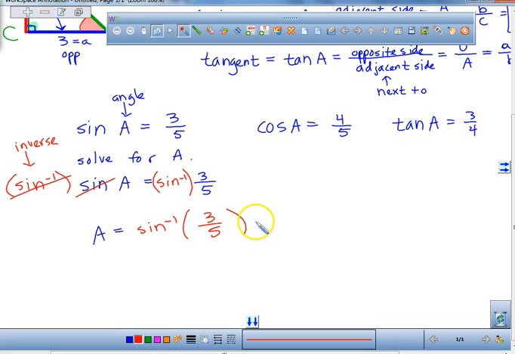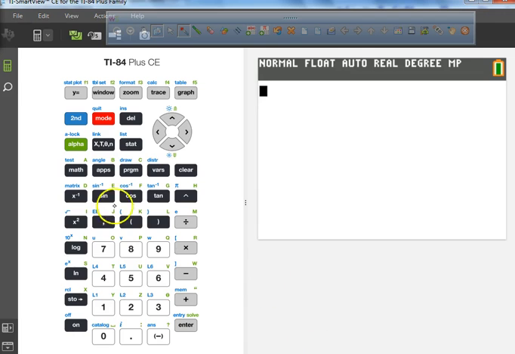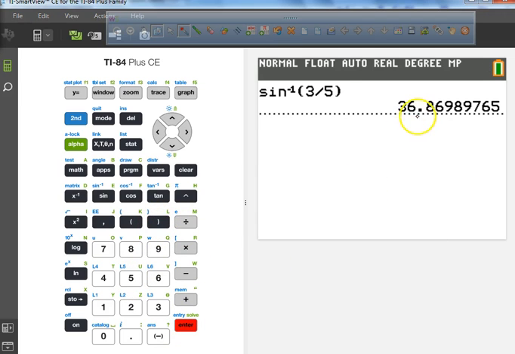Now, how do I type that into the graphing calculator to help me solve it? This is what you're going to learn right now. Go to your graphing calculator, and notice above sine, what do you see in blue? The inverse of sine. Above cosine, the inverse of cosine. And above tangent, the inverse of tangent. If that's in blue, what do you have to hit first? Very good, second sine. Type in 3 divided by 5 and press enter. What do you get? 36.86.